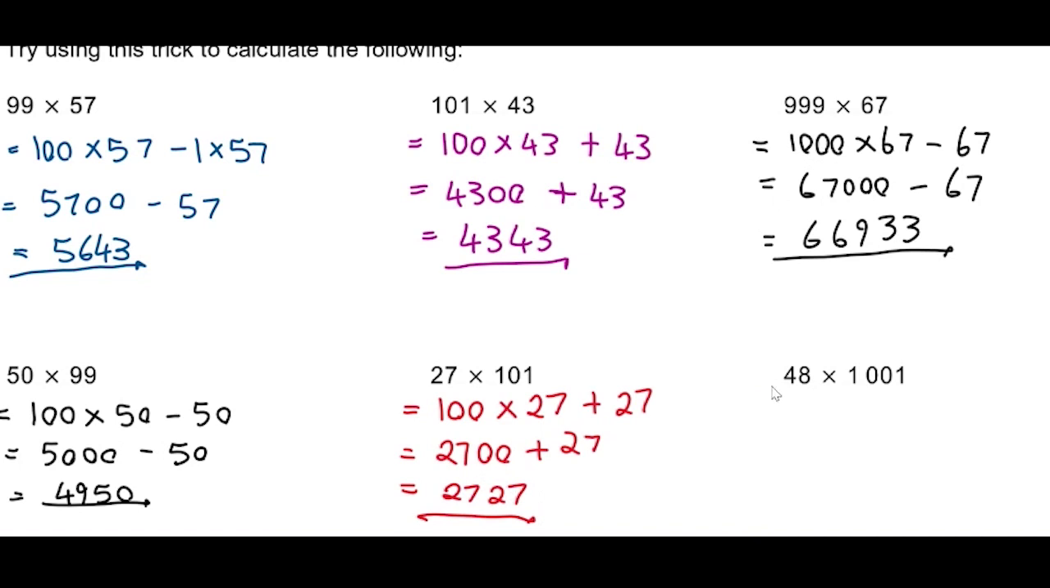Okay, 48 times 1,001. Well, that's pretty straightforward. It's 1,000 lots of 48 plus one more lot of 48. So it's actually going to be 48,000 plus 48.